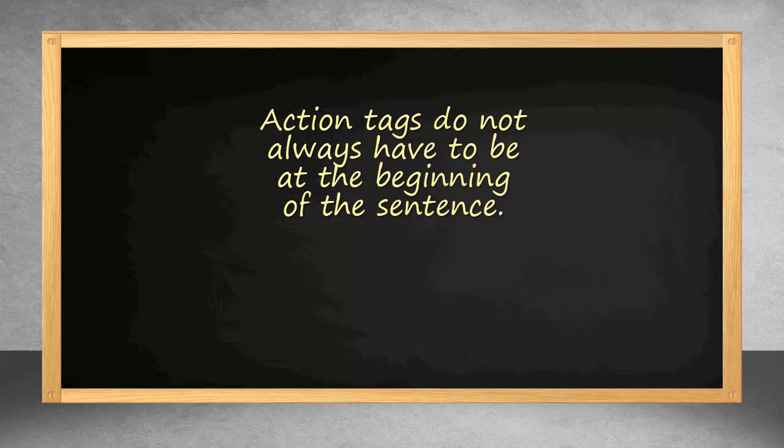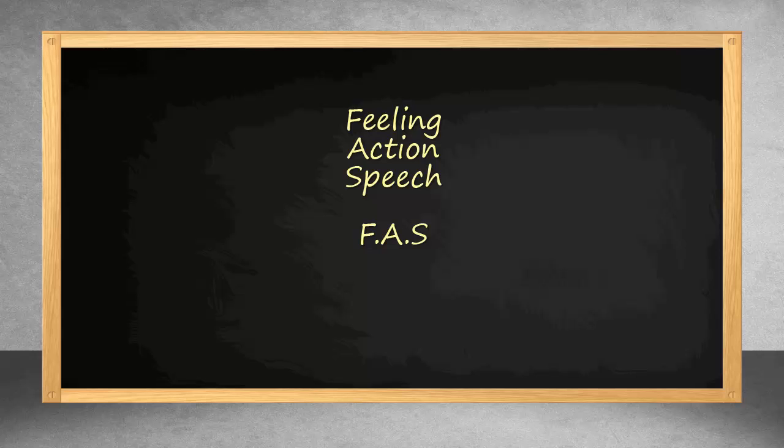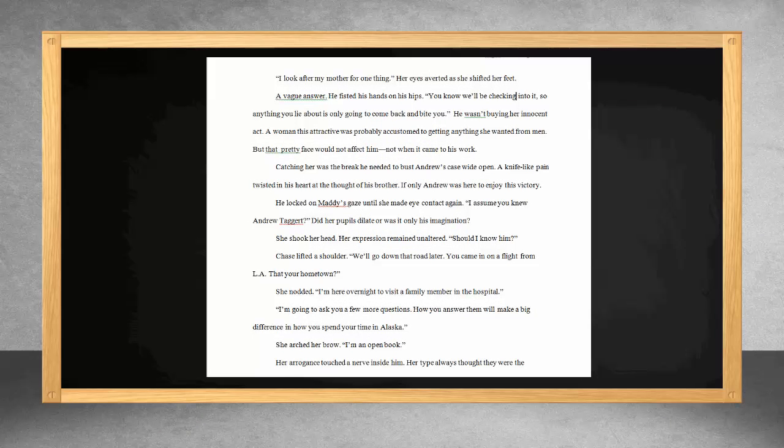Typically, the method we use in fiction is to first show the character's feelings, second show the action, and then show their speech. But there's nothing wrong with once in a while putting the action tag in the front. So here's an example. He fisted his hands on his hips. "You know we'll be checking into it, so anything you lie about is only going to come back and bite you." So there's a good example of putting his hands on his hips showed his mood, and then we gave the dialogue. So use action tags, use them frequently, and occasionally mix it up.